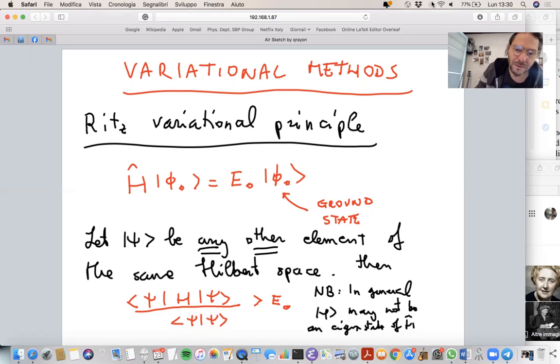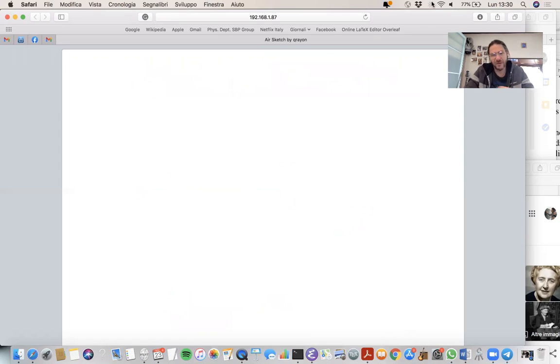So why should this be of any interest for the problem of solving for the ground state? Well, because one can leverage this, with variational methods, to find the best approximation to the ground state.